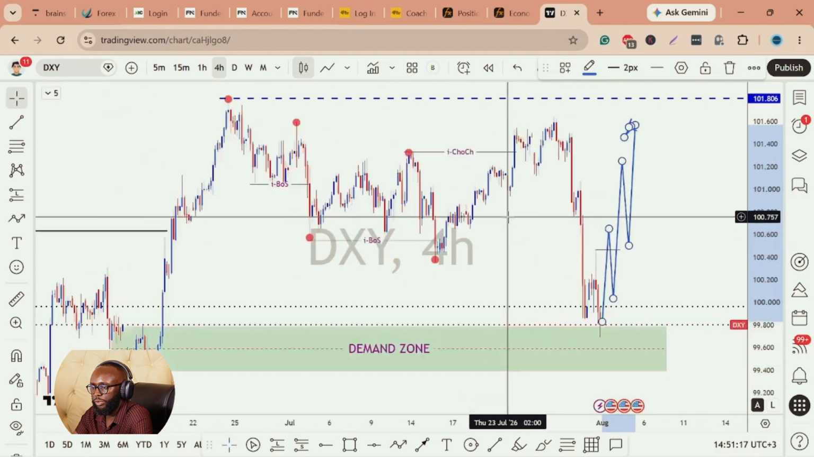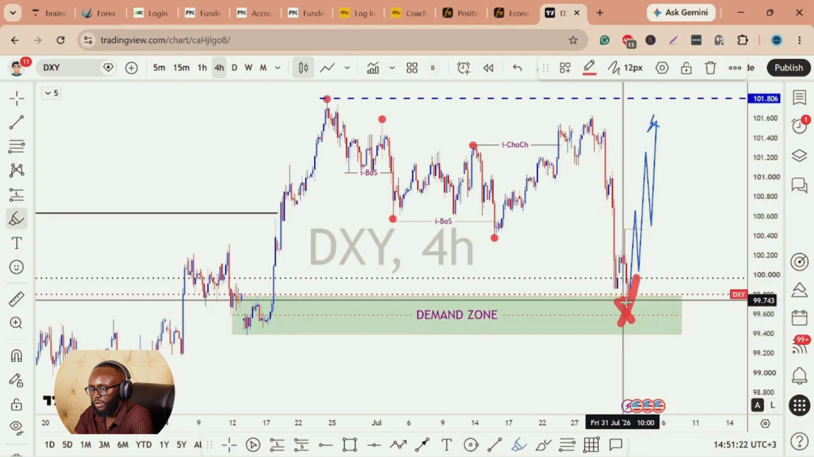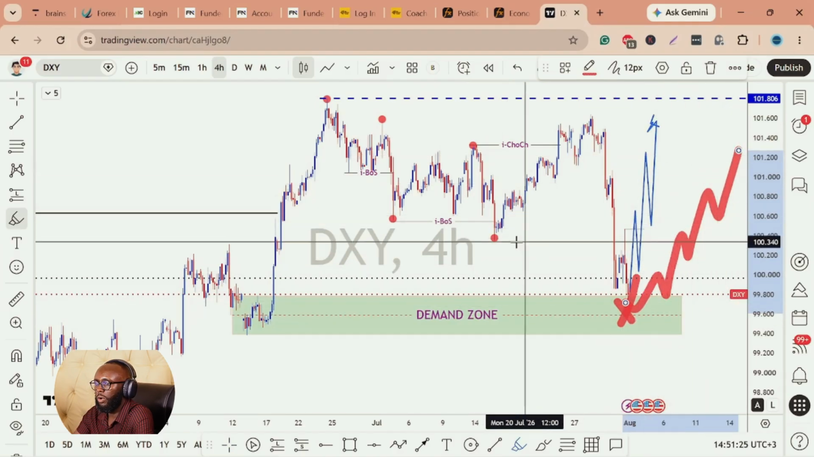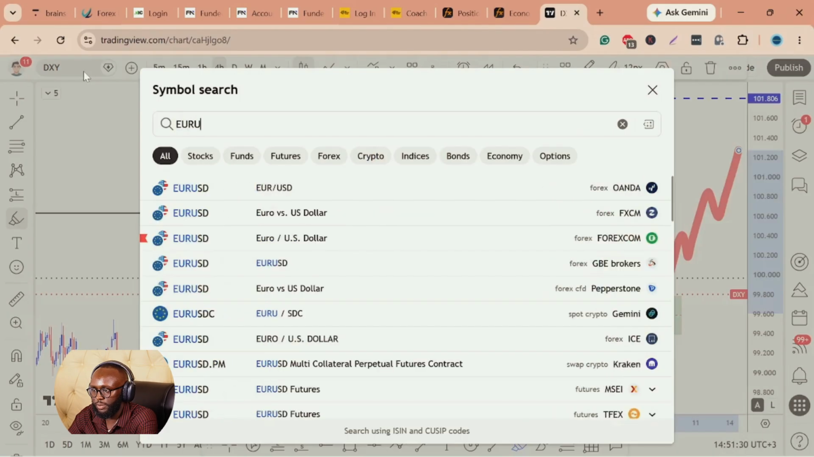So for the DXY, we expect some major reaction from this point on, just as I have mentioned, and overall I'll be looking for bullish moves on the dollar henceforth for August. Now let's look at the Euro USD.